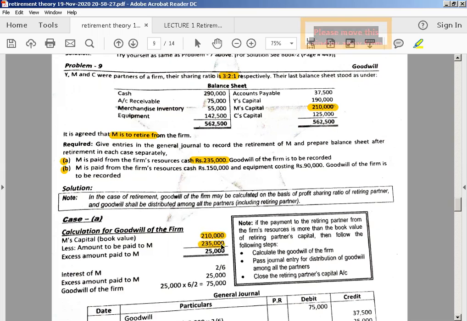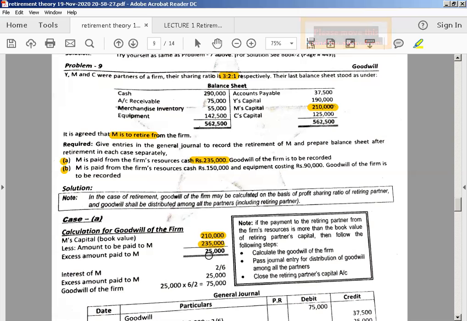Now how will you get the value? You will get the value 210 less 235, and the amount you will have is 25,000. Is this clear? Because 210 less 235 you will get the value 25,000. This is the excessive amount. Now our partner's own capital is 210, but while leaving the firm he is taking 235,000. It means he is getting 25,000 more, taking more. That will be the goodwill to Mr. M.